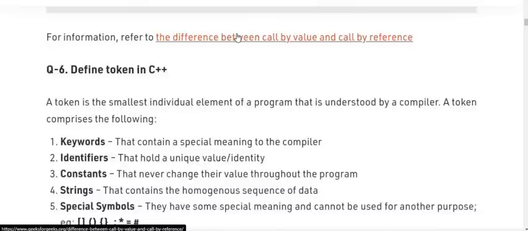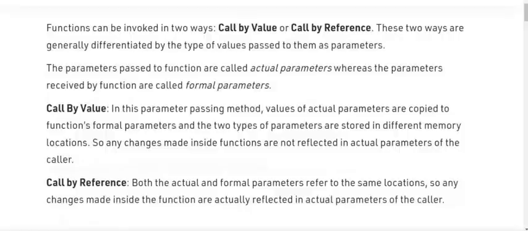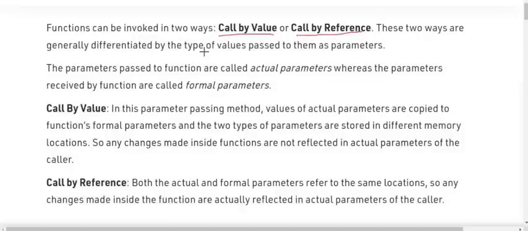So let us discuss this call by value and call by reference concept in detail. A function can be invoked in two ways: call by value or call by reference. These two ways are generally differentiated by the type of value passed to them as a parameter. The parameters passed to the function are called actual parameters, whereas the parameters received by the function are called formal parameters.